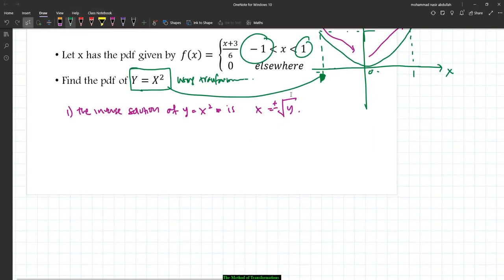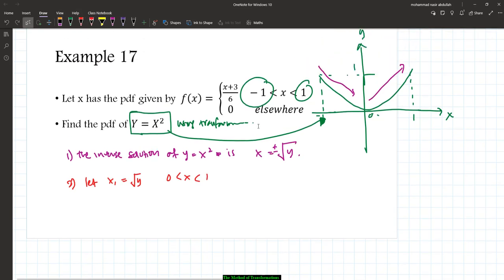Right, second step is let x1 is equal to square root of y. Boleh cantik-cantik ya, bagi you nampak. x1 equal to square root of y. Another one is this is from 0 until 1. Nampak kan?